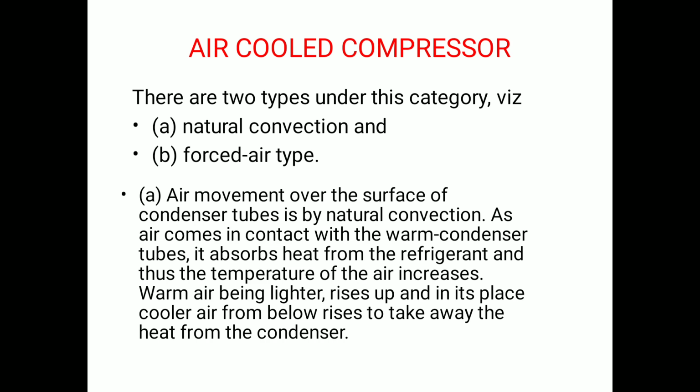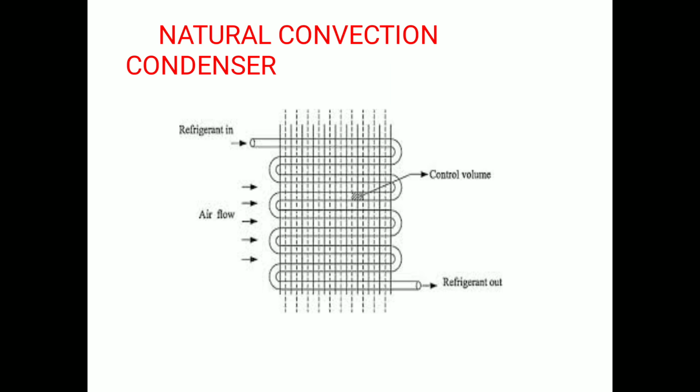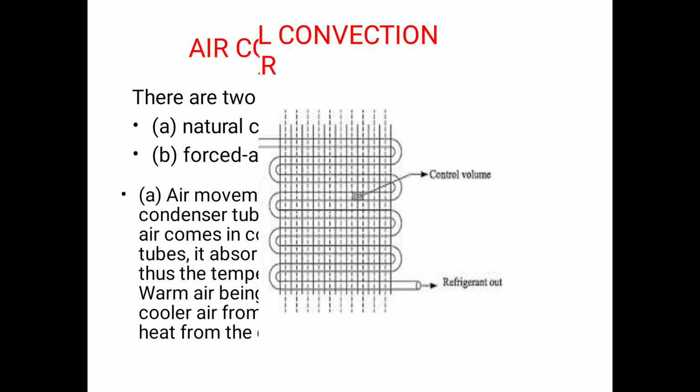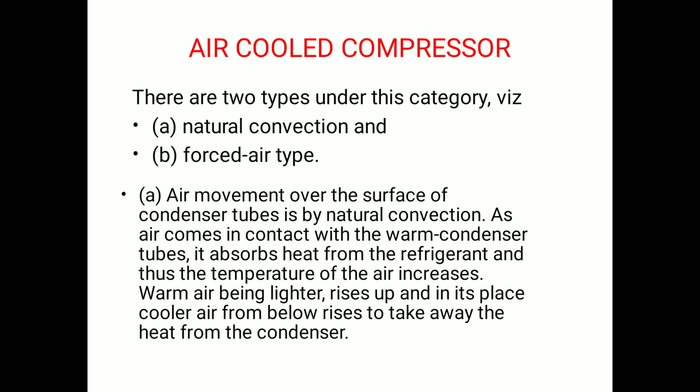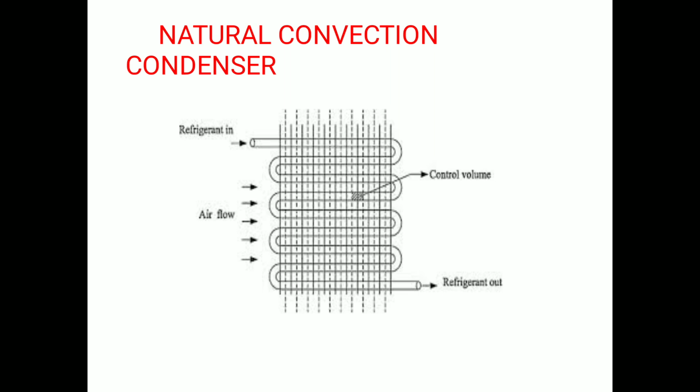The air cooled condenser also will have two types. One is natural convection and another one is forced convection. So this is the natural convection. Natural convection means due to the natural movement of air, the cooling will take place. Air moves over the surface of the condenser tube by natural convection. So these are the tubes which will be in zigzag, and air flow will take place in any one of the directions.